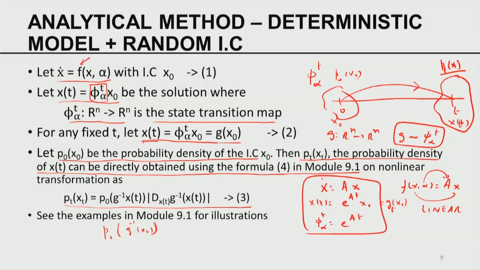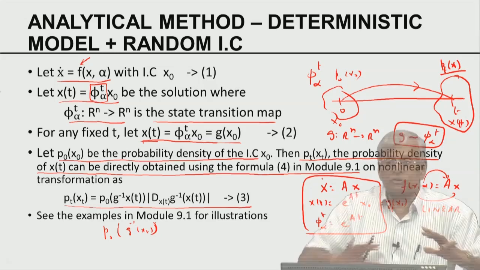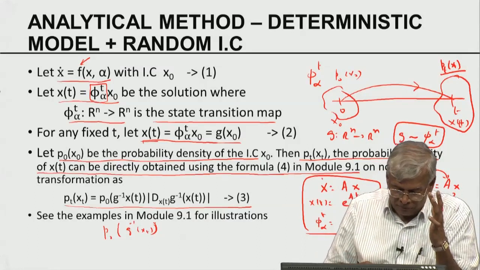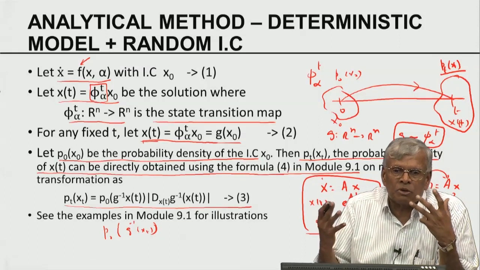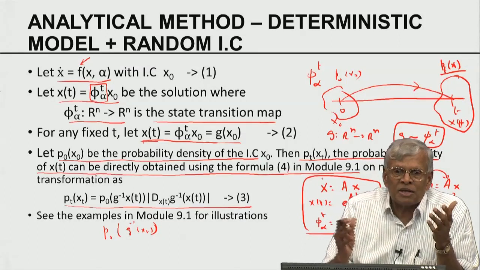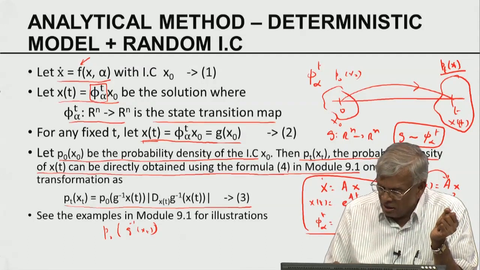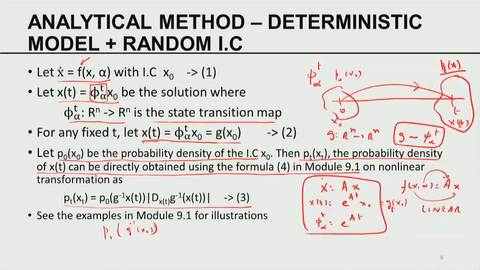Under mild conditions on the existence of solution, it can be shown. In fact, I am not proving this. This is already proved in several textbooks on probability theory. It is called transformation of random variables or transformation of random vectors. So, formula 3 essentially captures what we want. If I know the initial distribution p naught of x naught, by doing an inverse transformation, so if x of t is equal to g of x naught, then x naught is equal to g inverse of x of t.